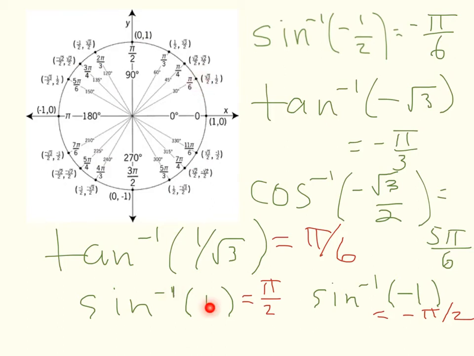The inverse sine of 1, okay, so that's where the y-coordinate is 1. We have to go through pi over 2 radians to get to it. So the inverse sine of 1 is pi over 2. Inverse sine of negative 1, well, that's where the y-coordinate is negative 1. We go clockwise through pi over 2 radians to get to it. So the answer is negative pi over 2.